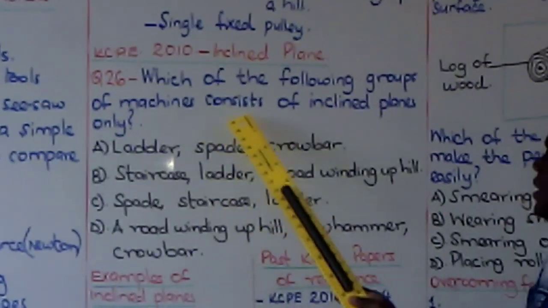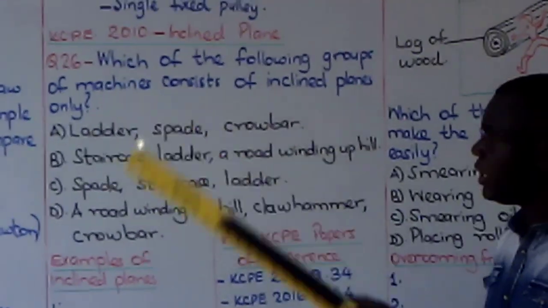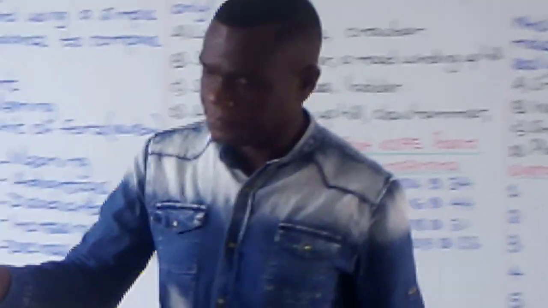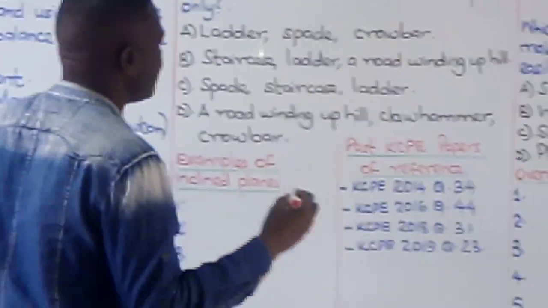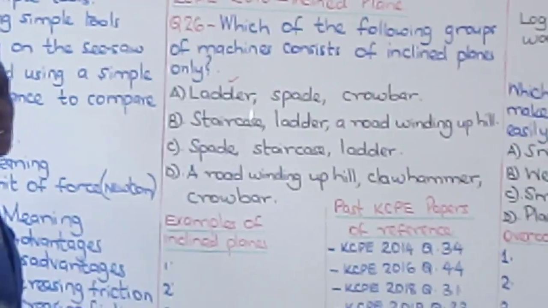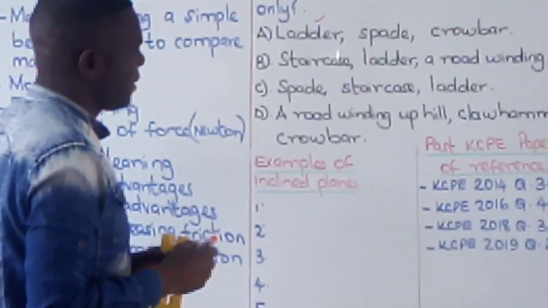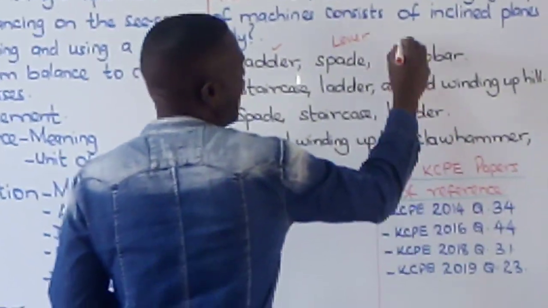Which of the following groups of machines consists of inclined planes only? Inclined planes only. There are groups of machines here, boys and girls. There is the ladder. A ladder is an inclined plane. There is the spade, there is the crowbar. A spade is a lever. A crowbar is a lever.